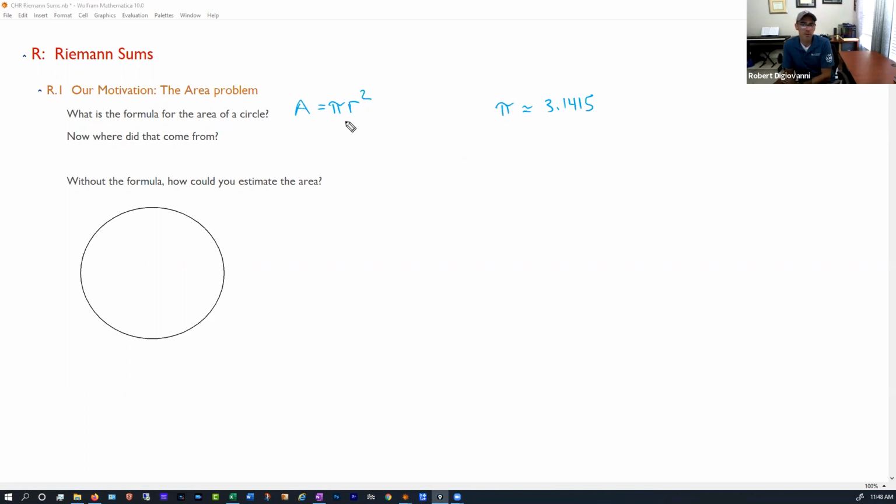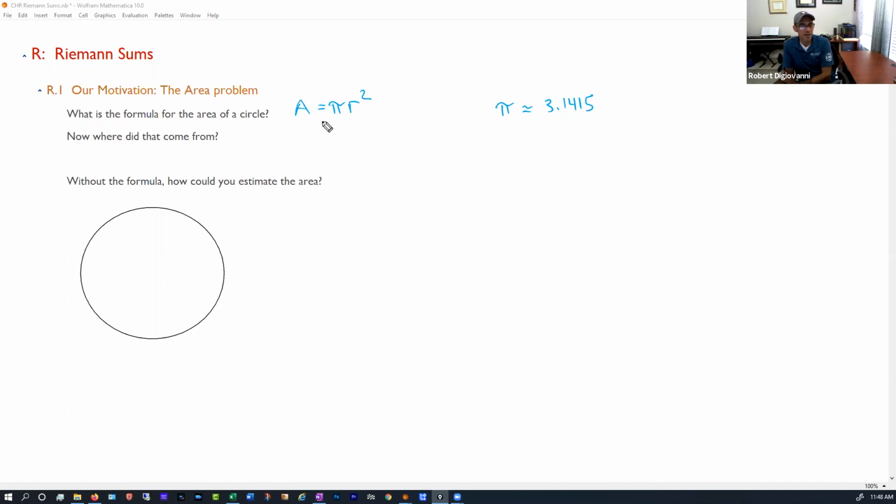Right? So where did it come from? How did we come up with that formula? I say we as in humans, right? Because we didn't just stumble upon it, it didn't fall out of the sky. We had to actually generate this formula.